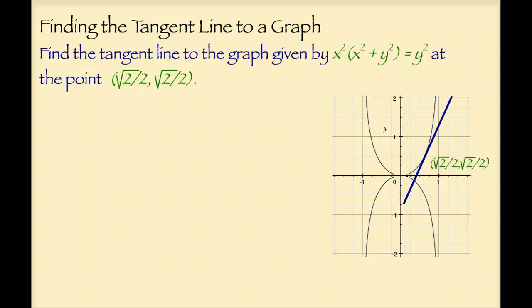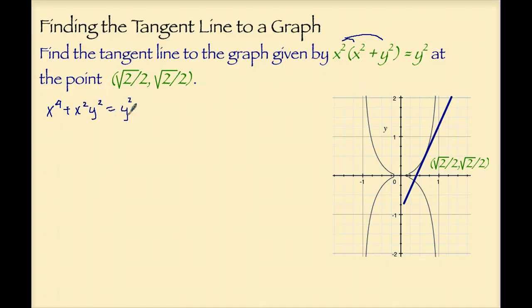In our last example, we're going to find the equation of a tangent line to a graph. Of course, we'll need two things, a point, which we are given, and a slope, which we will find by taking the derivative of this equation implicitly and then using the point we are given. First, I'm going to distribute this x squared to make this equation a bit simpler. This will become x to the fourth plus x squared y squared equals y squared.